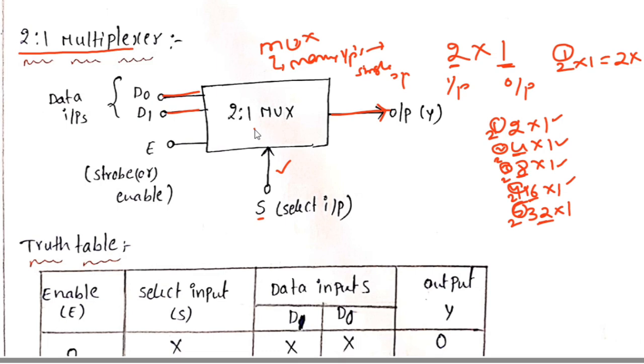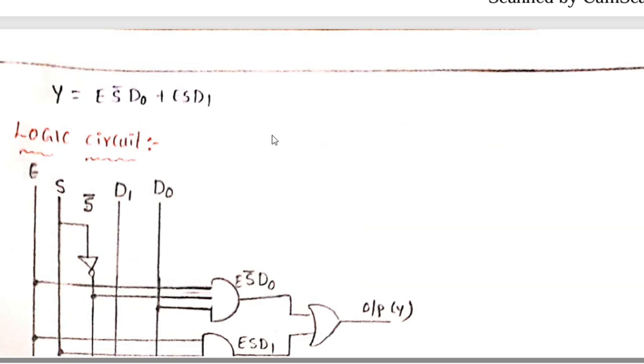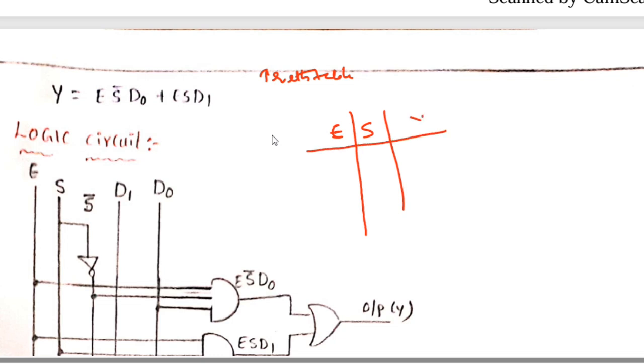So D0, D1 are the inputs. Based on the selection line, the input will be passed to the output side, and there is an enable pin as well, and the multiplexer always gives us a single output. So let us discuss the truth table. Here the selection line is one of the inputs, there is another pin, the enable line, and there is an output Y.